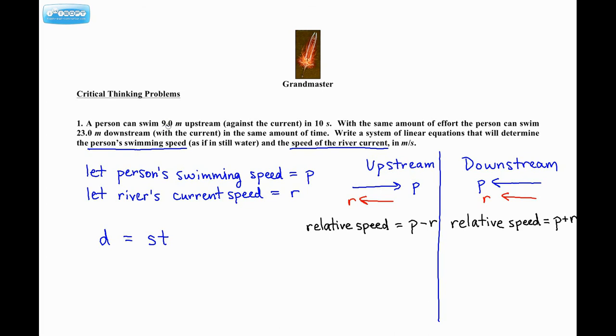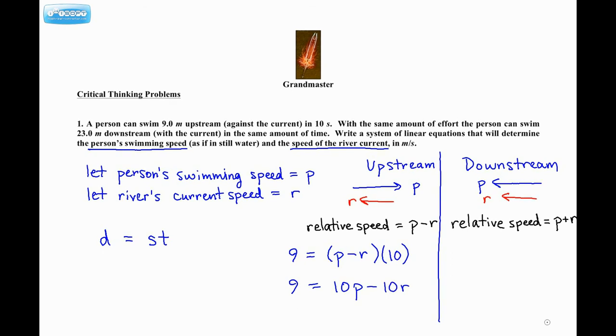Well, the distance in this scenario upstream, we are told, is 9. We know that our speed is P minus R, and the time is 10. So we can construct our equation now. You can write 9.0, but in this case I'm just going to write 9. Remember, this is an equation, so I don't want to put in any units. So 9 equals P minus R, and times the time, that's just 10. We don't have to do anything more, but if you want, you can expand this out using the distributive law, and this would give you 10P minus 10R.